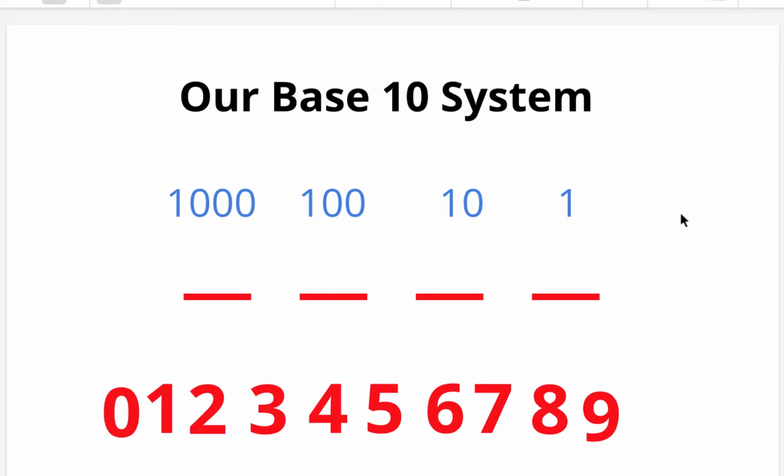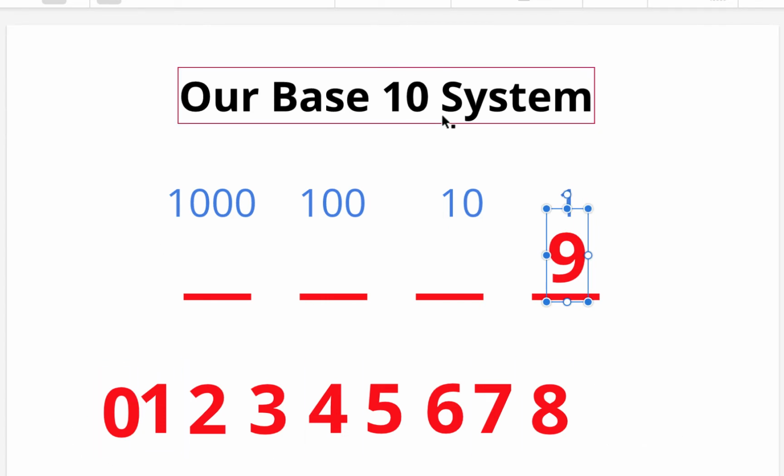This is our base 10 system. You know how our numbers work. Basically, if we have a number 1, it looks like that. We have 1 in the ones place, and it goes all the way up to 9. We have these 10 digits, 0 through 9. That's where we get base 10.